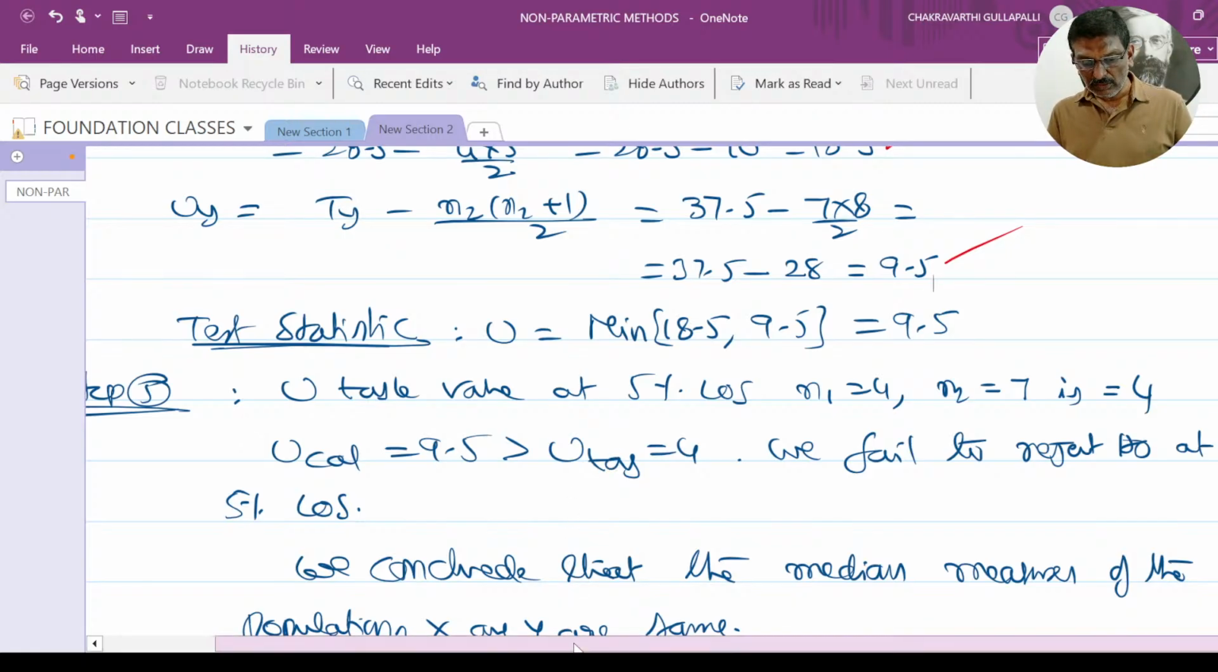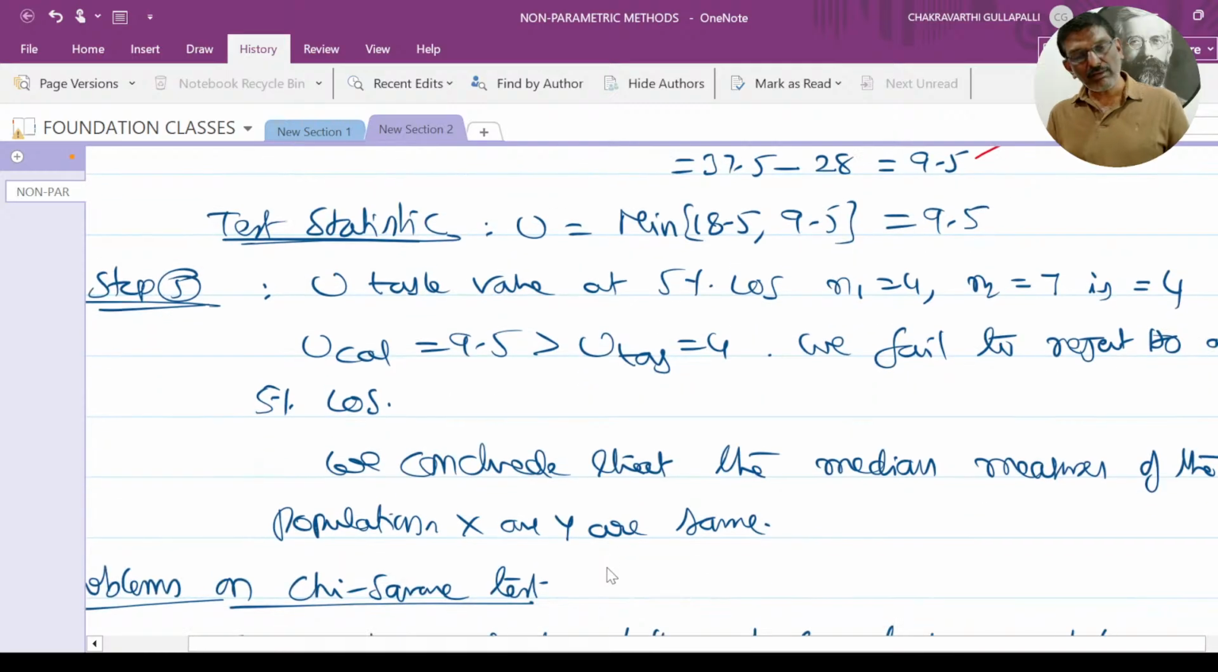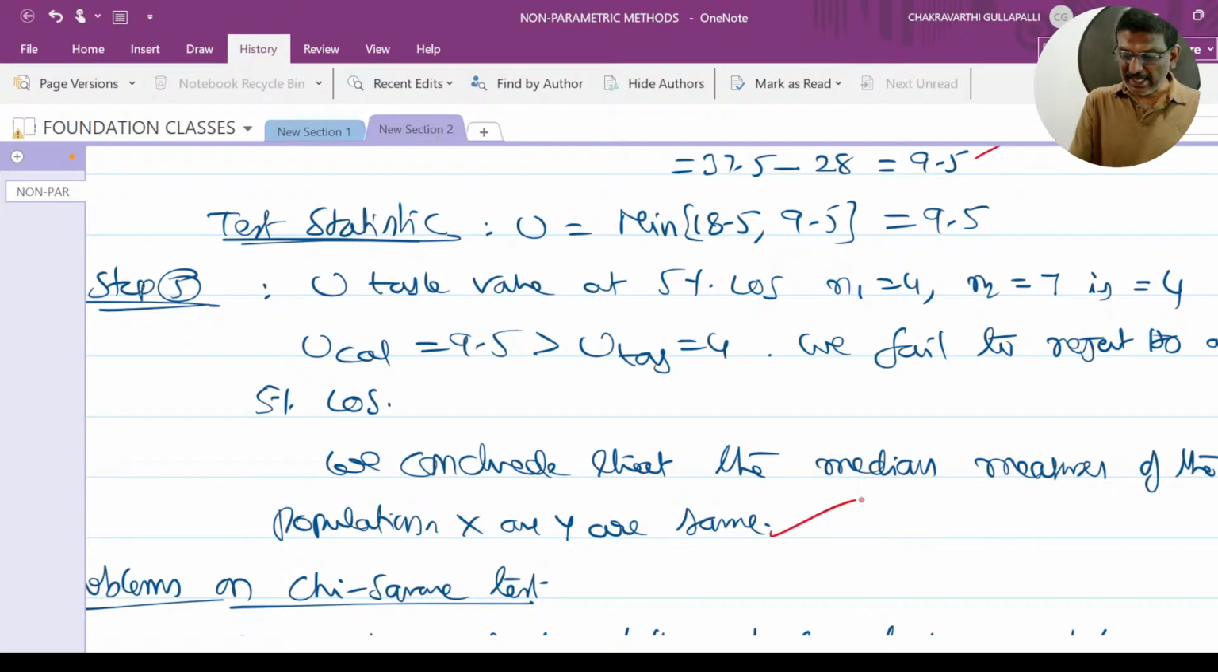So in the Google search, U table value, I will also provide these table values. So U calculation value 9.5, U table value is 4. U calculation value is greater than U table value. We fail to reject H0, that is accept H0. Go through the procedure and see the comments on that step number 5. At the 5% LOS, we conclude that the median measure of the population X and Y are the same.